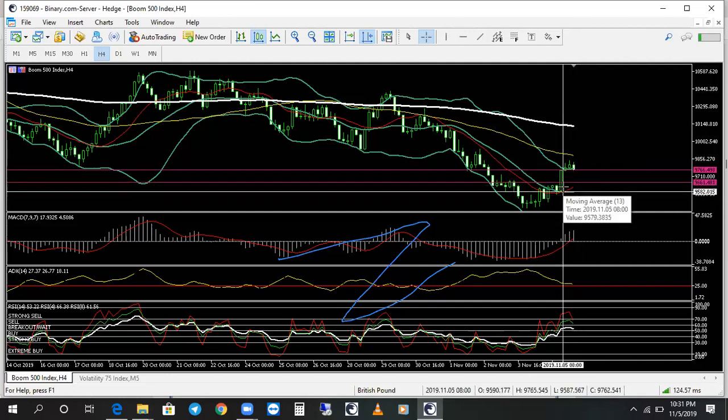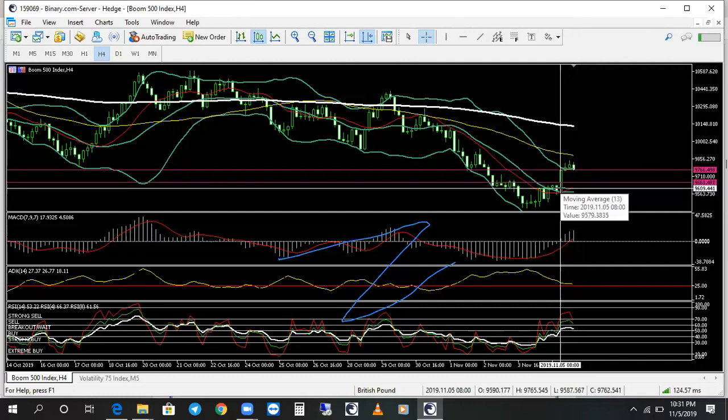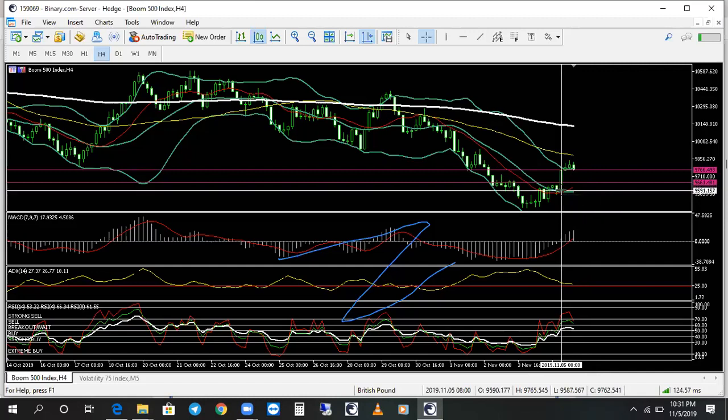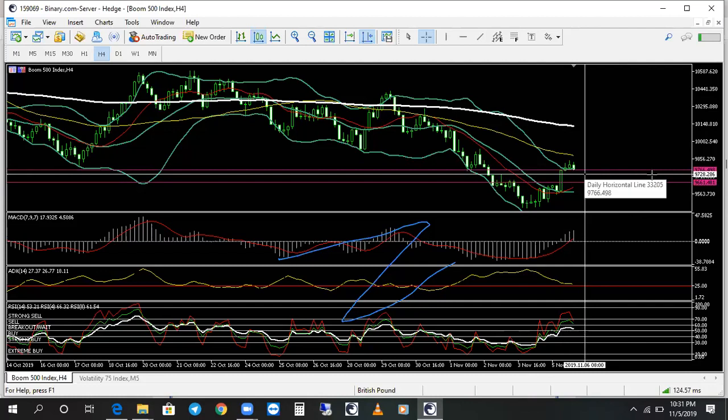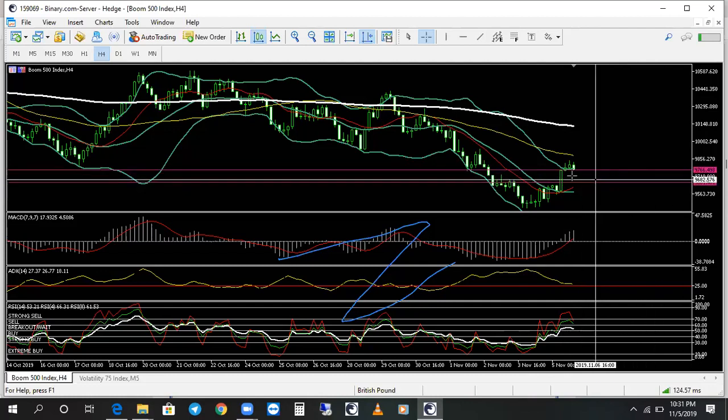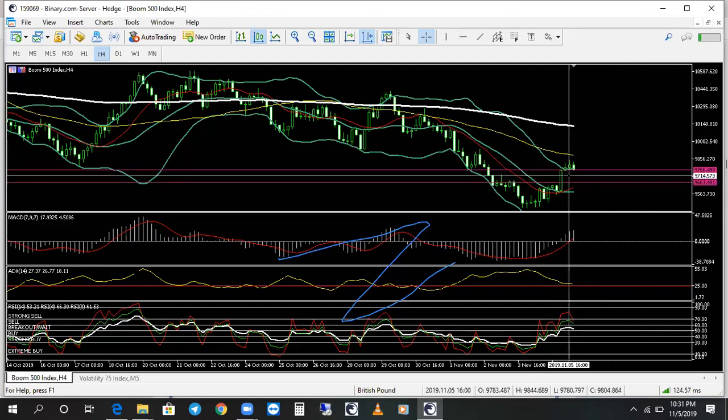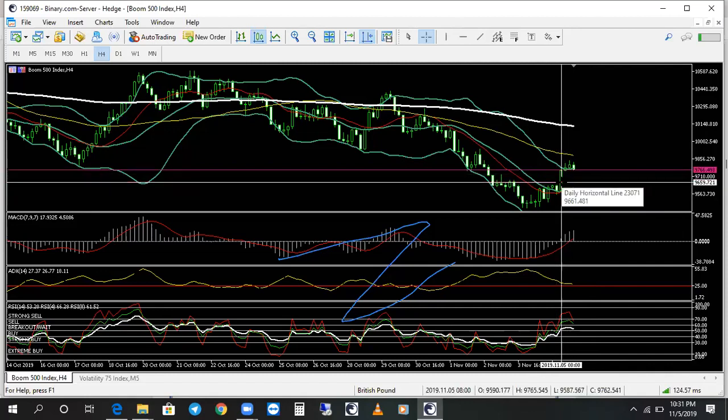And if you look at it very well, just this 4-hour candle, because I remember this Boom was also fast for me, just this 4-hour candle here delivered my take profit. Can you see my 9766 here? That was my target take profit. Can you see that just this candle delivered that trade?